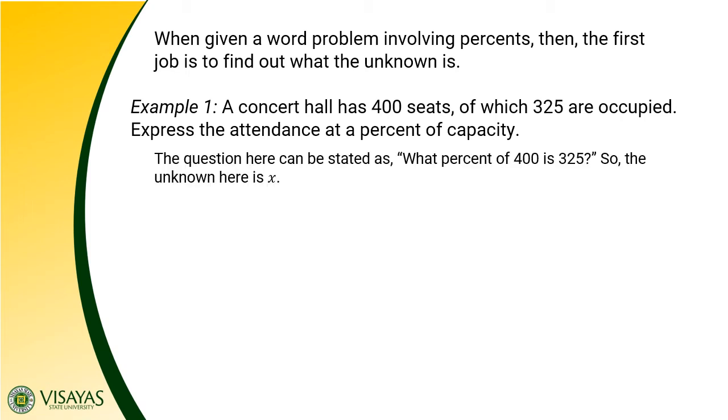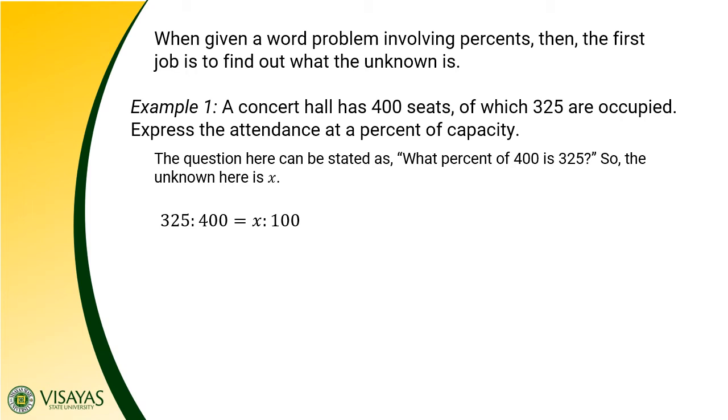And now, the question can be stated as: what percent of 400 is 325, and that makes x the unknown. Okay? At least it's simplified, so the question is easier to understand. What percent of 400 is 325, and we are looking for the value of x. And here we have the proportion that would represent the problem.